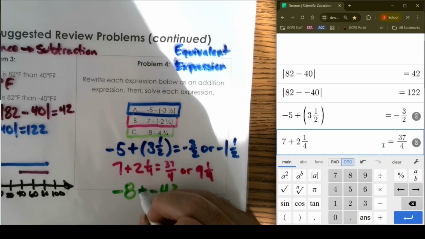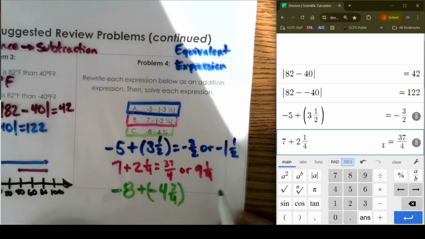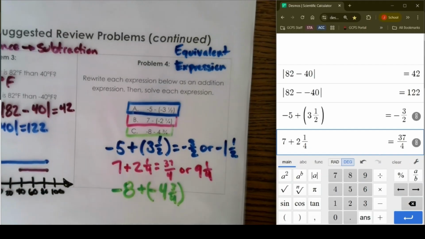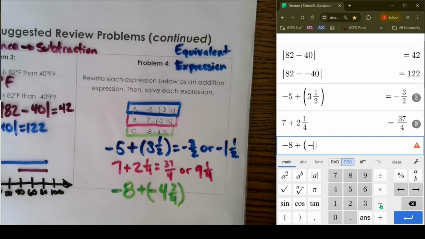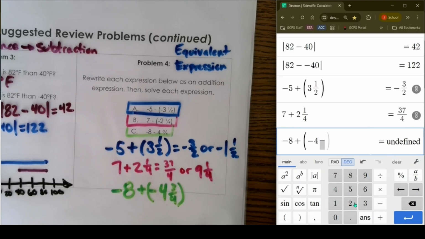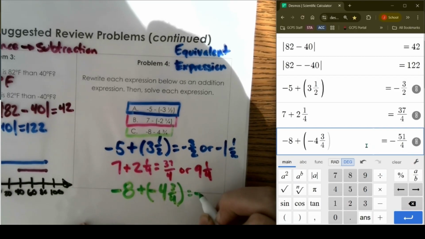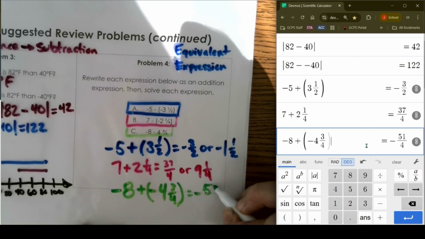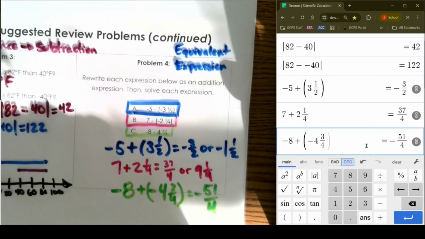Okay, we can put that in our calculator, and if you would like to, you can put parentheses around that to make sure we keep the negative sign with that 4 3/4. So -8 plus parentheses -4 3/4. And so I get an answer of -51 divided by 4, or -51/4.